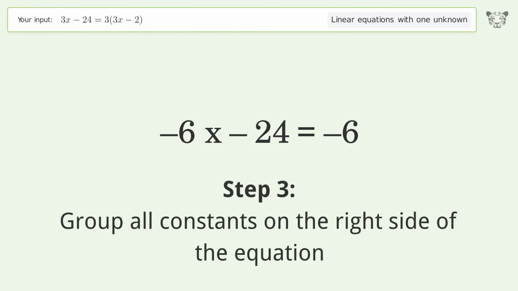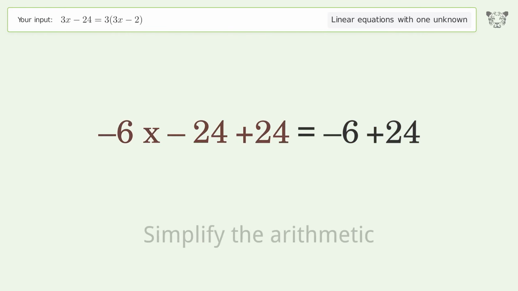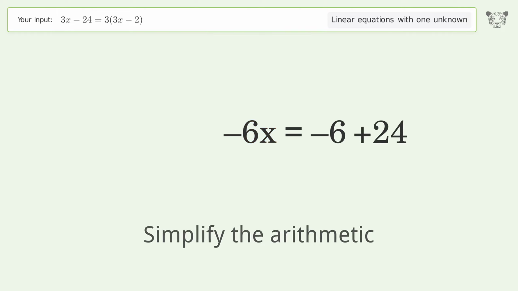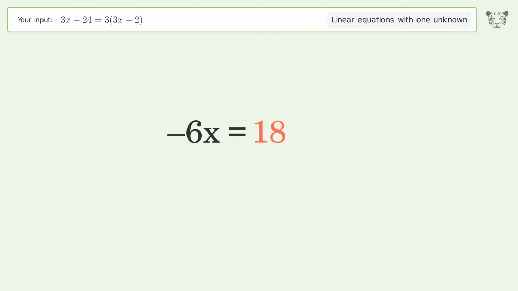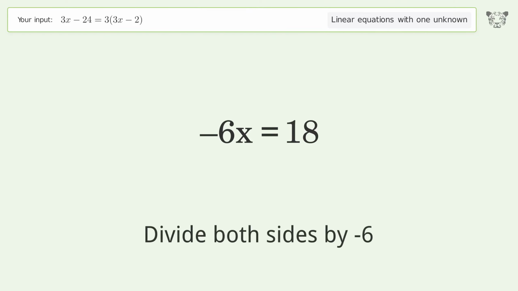Group all constants on the right side of the equation. Add 24 to both sides. Simplify the arithmetic. Isolate the x. Divide both sides by -6.